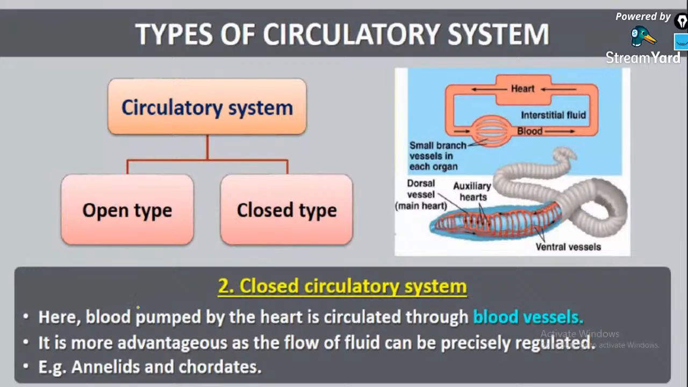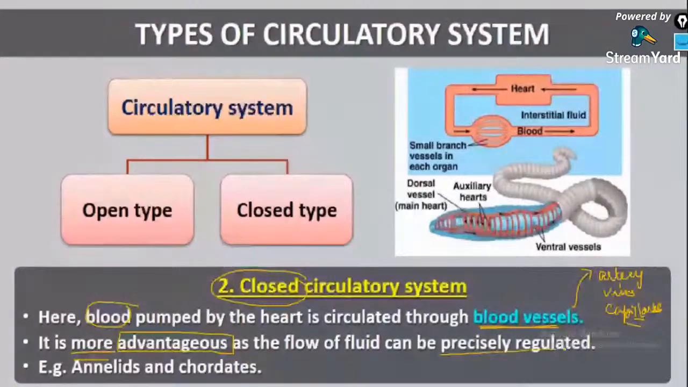In case of closed circulatory system, the blood pumped by the heart is transported through specialized structures called blood vessels. We have three different kinds: first one is artery, second one is veins, and the third one is capillary. Artery, veins, and capillaries are the different kinds of blood vessels. And this closed circulatory system is more advantageous as the flow of fluid can be precisely regulated.